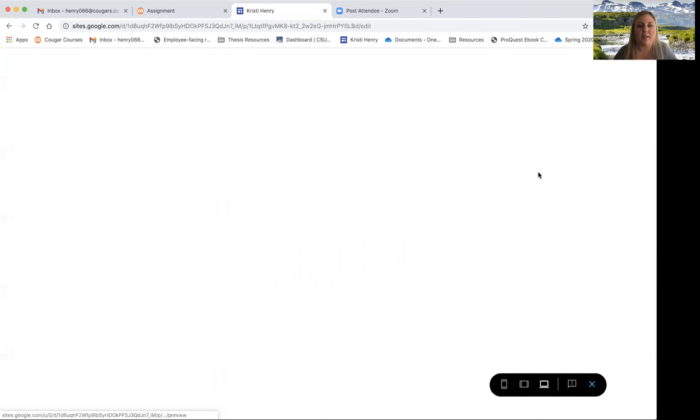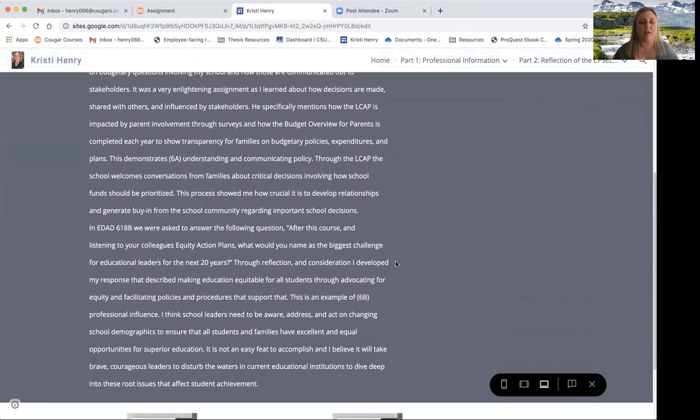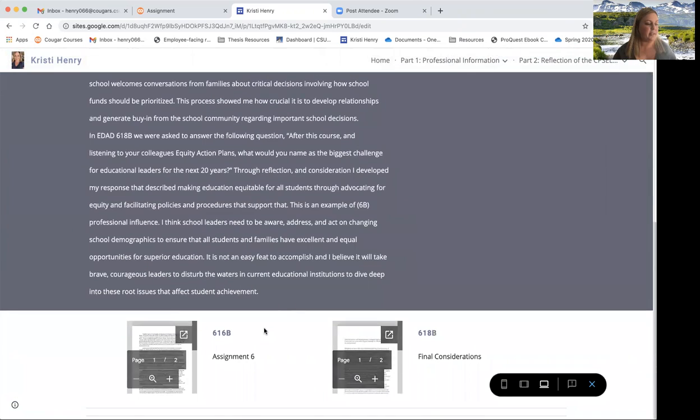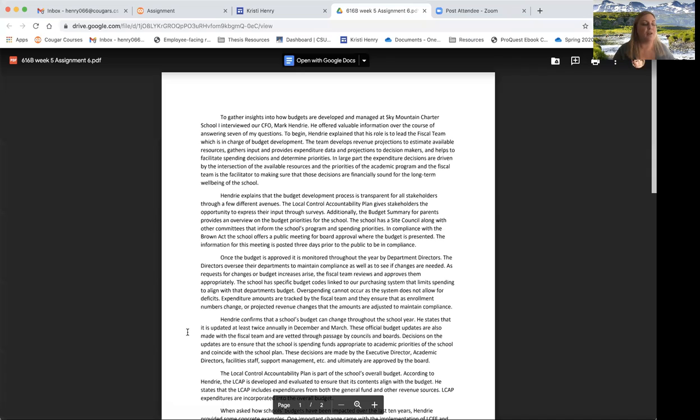Moving on to standard 6, external context and policy. I have my reflection here. And the first assignment I chose is from 616B, assignment 6. I was asked to interview the CFO and get their input on budgetary questions involving my school and how those are communicated out to stakeholders. It was a very enlightening assignment as I learned how decisions are made, shared with others, and influenced by stakeholders.